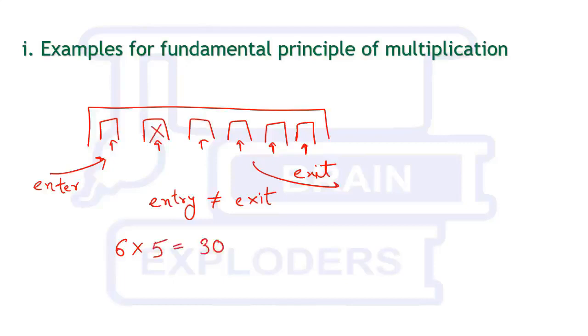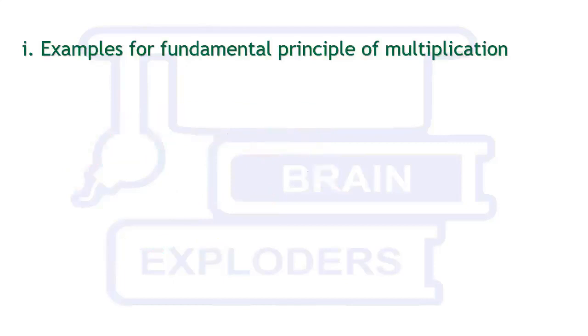Next example is formation of a 3-digit number using 9, 4 and 1. Since we have to make a 3-digit number, we have to choose our first digit, our second digit, and our third digit. What are the possibilities for the first digit? It may be 9, it may be 4, it may be 1. The second digit may also be 9, 4, or 1, and the third digit also may be 9, 4, or 1.